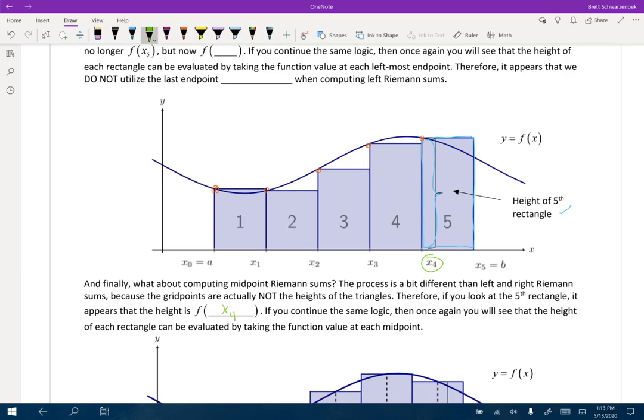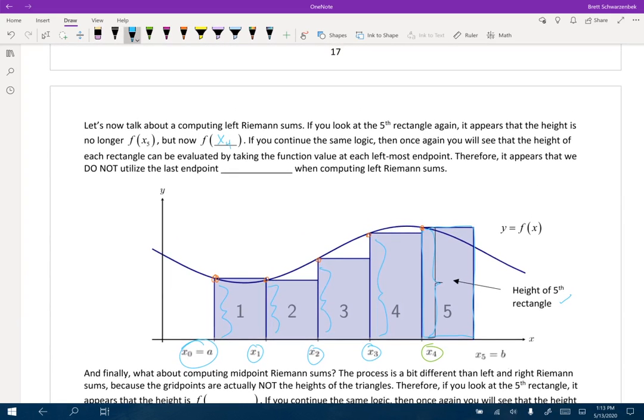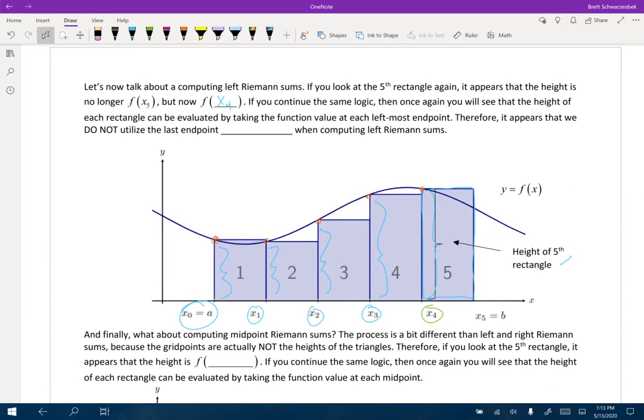So what do we do when we go to the next one? What are we plugging in? x sub 3. This one, x sub 2. This one, x sub 1. This one, our first endpoint. So we are using our first endpoint for this one as we go through it. Continuing with the same logic, for a left Riemann sum, which one of these is not being used? It looks like x sub 5 is not being used, which is essentially b, our last endpoint.